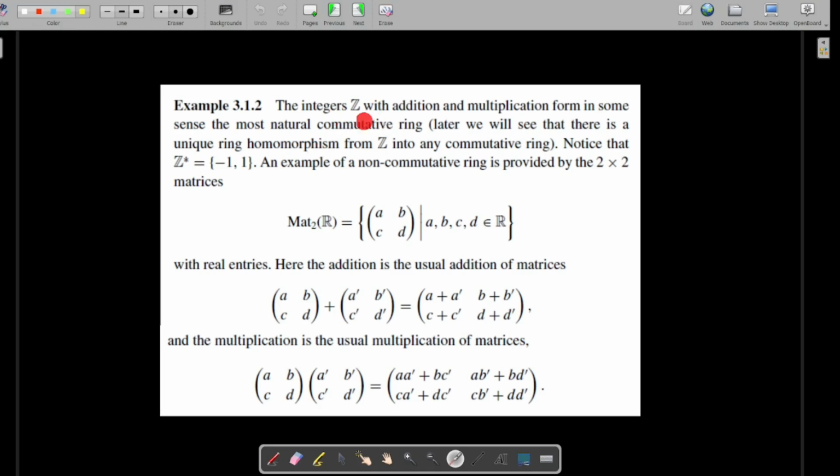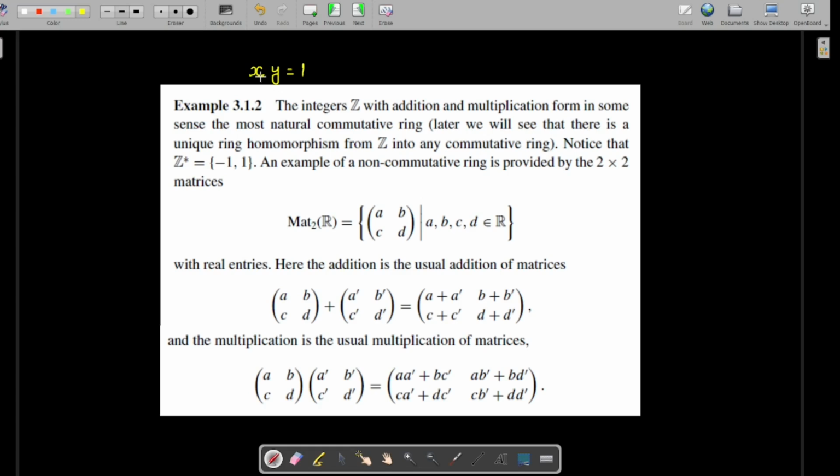So thus it's very easy to check in the case of Z. And you may notice that Z star is equal to {-1, 1}. That is, the set of all elements in Z which have an inverse are only -1 and 1. Because in Z you have to take an integer x and find a y such that x times y is equal to 1.